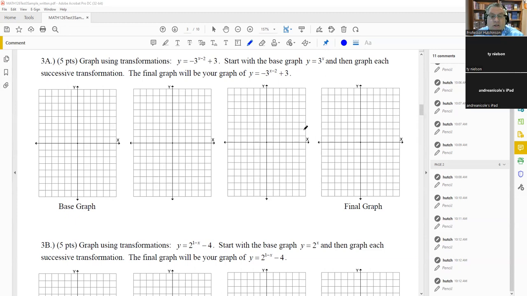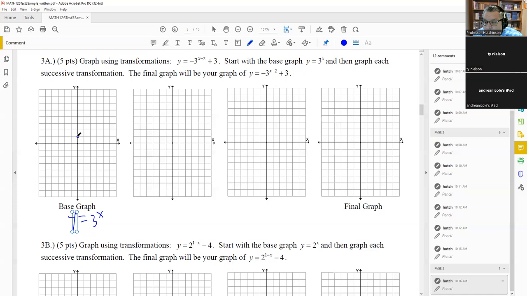All right, so we're going to start with the base graph. Now I have a 3 to the x graph, so you will have to know what the base graph looks like. So I want to do y equals 3 to the x. We know that the key points for 3 to the x: it goes through (0, 1) and it goes through (1, 3). So these are 2 points from the base graph.